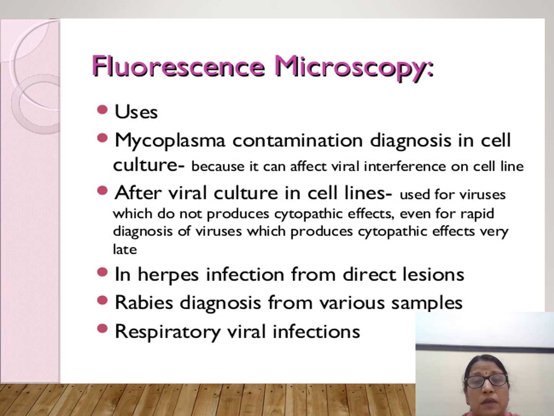Sometimes herpes lesions are there. So in direct lesions, whatever scrapings are taken from vesicles, we go for fluorescent microscopy of that, direct immunofluorescence. Rabies, again by immunofluorescence we can diagnose, and sometimes respiratory infection like RSV, respiratory syncytial virus infection, can again be diagnosed by fluorescent microscope. So fluorescent microscope is also helpful in diagnosing various viral diseases.